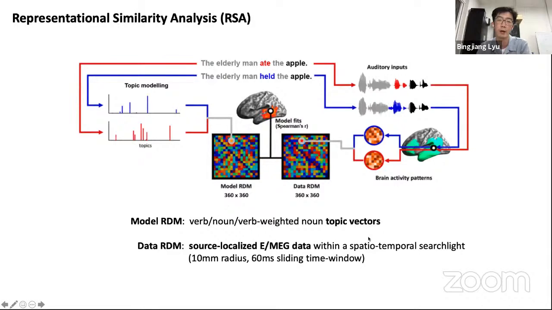Next, to investigate when and where in the brain the meaning computation between a verb and its object noun happens, we adopted a representational similarity analysis, RSA, to test the topic vectors against the source-localized brain data. On the one hand, we can calculate the dissimilarity geometry using the topic vectors, which we call model RDM. Each element in this matrix is a pairwise dissimilarity between two topic vectors. On the other hand, we can also calculate the dissimilarity geometry using the brain activity at a certain location within a certain time window during the speech, which we call data RDM. By correlating a certain model RDM and the many data RDMs derived from the spatiotemporally resolved brain activity, we can tell when and where the information captured by the model is represented in the brain.